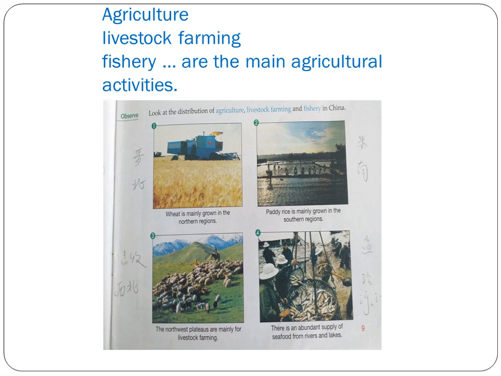Look at picture 3. It says the northwest plateaus are mainly for livestock farming. Now, livestock farming is raising cattle and sheep, and it's mostly done in higher regions, where there are low temperatures, and the weather is suitable for raising livestock. Here, the sheep have a lot of wool around their body to cover them, to protect them from the cold weather, and they make use of the wool for making many things.